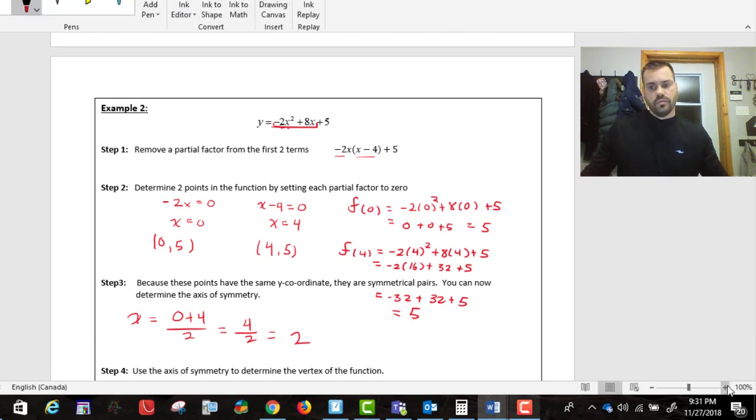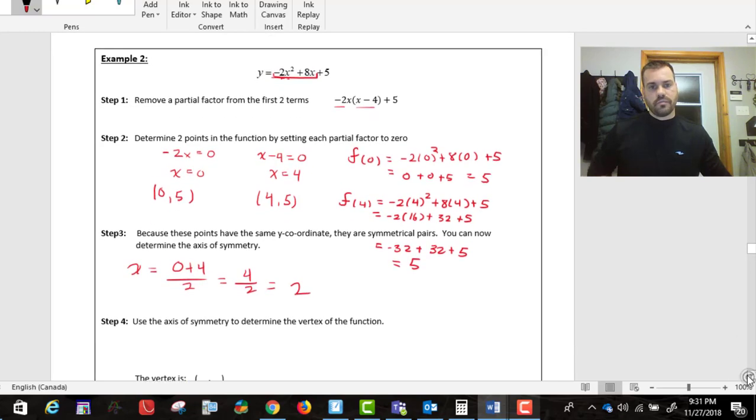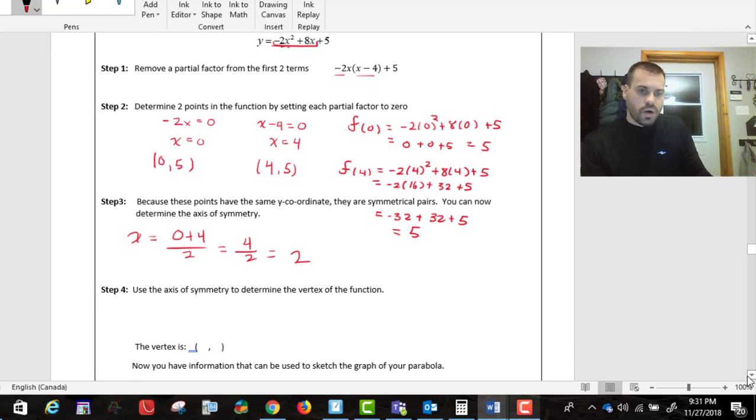Sorry, an x value of 2, which means my y value is going to come from asking, what's y equal when x is 2? So we go minus 2 times 2 squared plus 8 times 2 plus 5. Minus 2 times 2 squared is minus 8. 8 times 2 is 16, and we add 5, and that gives me 13. So the vertex is (2, 13).